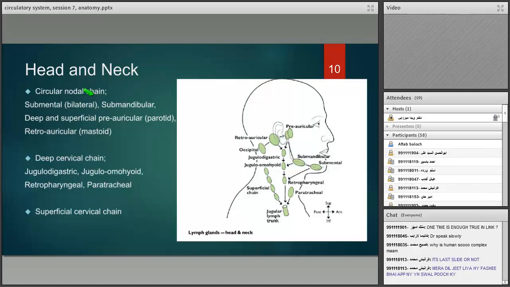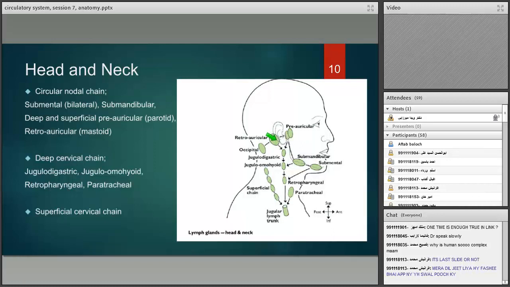We have some circular nodal chains in the head and neck side. For example, submental or bilateral chains. Look at here, submental nodes, submandibular nodes, deep and superficial preauricular nodes, also we call them parotid nodes, and retroauricular nodes here.